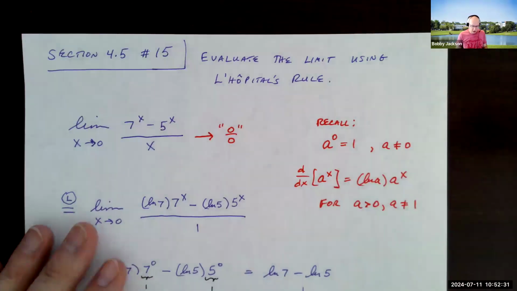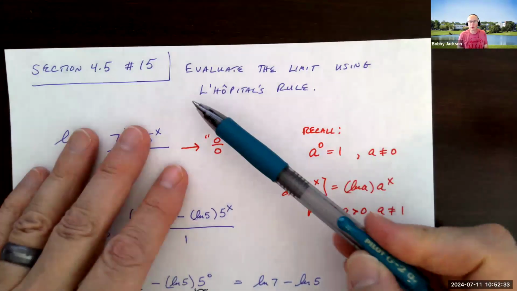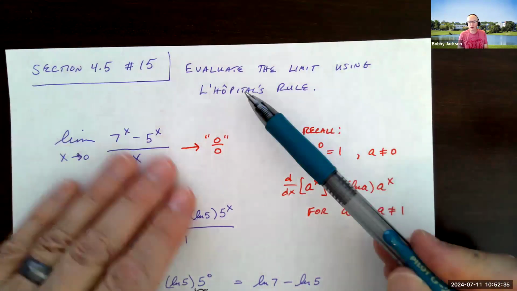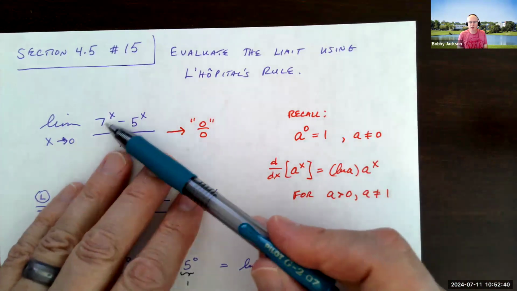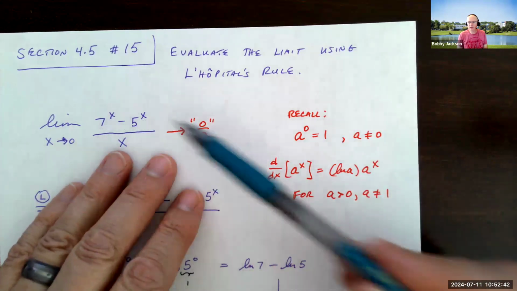Hey everyone, we're going to take a look at number 15 in section 4.5 real quick here, and we're going to evaluate the limit using L'Hopital's rule. A couple things to recall here. We've got some exponential functions here, 7 to the x and 5 to the x.